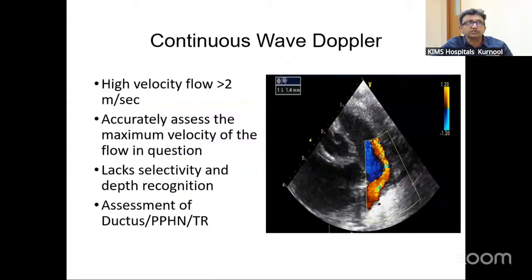So when the flow velocities are more than 2 meters per second, we use continuous wave Doppler. It accurately assesses the maximum velocity of the flow in question, but it lacks the selectivity and depth recognition. So it is usually used for high flow dynamics, like when you're measuring PDA flows or in PPHN, measuring a TR jet flow. That's when you use your continuous wave Dopplers.